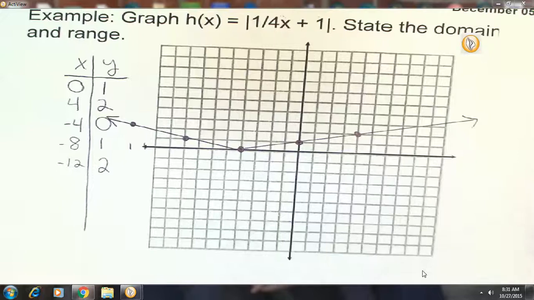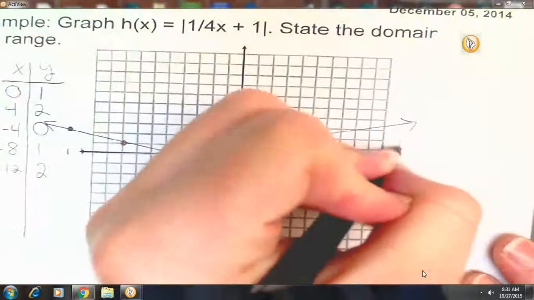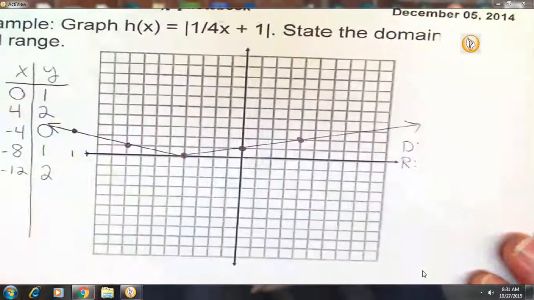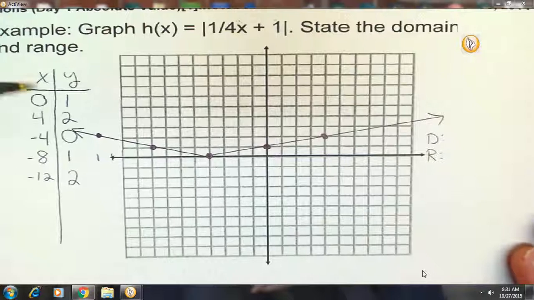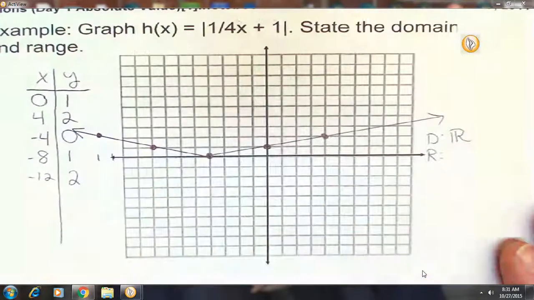Let's look at the next one. Oh, let's back up. Let me do domain and range. For our domain, again, we can pick anything we wanted for x. We just happen to pick multiples of 4. What's our domain? All the numbers. Put anything we wanted for x.